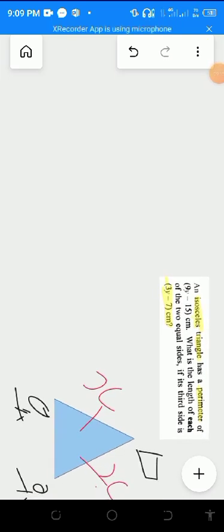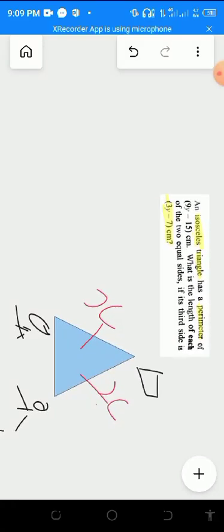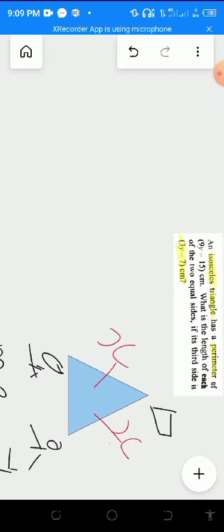Now that we understand that merry-go-round is the perimeter, you also have the perimeter from the question to be 9y minus 15 centimeters. That is what the question is saying. So let's see how to go about that. We know that we have three different dimensions. This is the third one, 3y minus 7. And the other two sides, because this is an isosceles triangle, we know that the distances are the same.